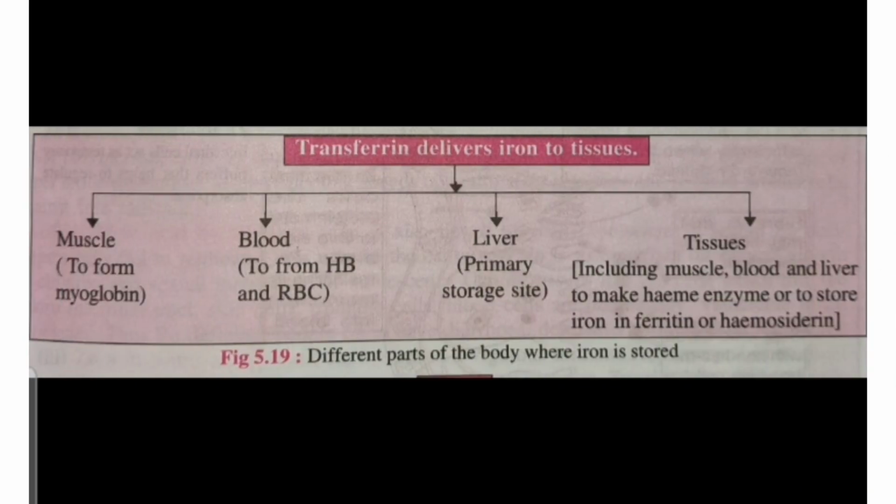The next thing is that transferrin delivers iron to tissues: to muscles in the form of myoglobin, to the blood as hemoglobin, and to the liver, the primary storage site. The tissues including muscle, blood and liver use it to make heme enzymes or to store iron in ferritin or hemosiderin.